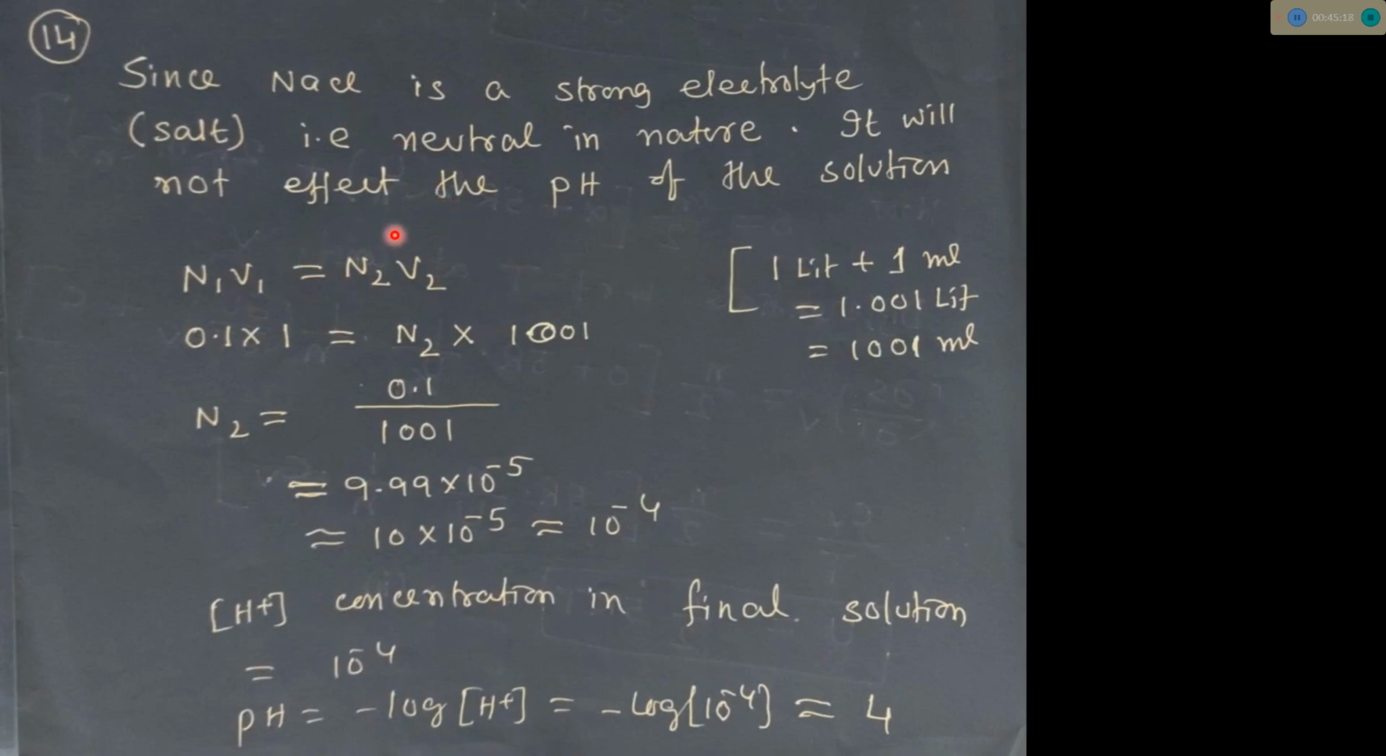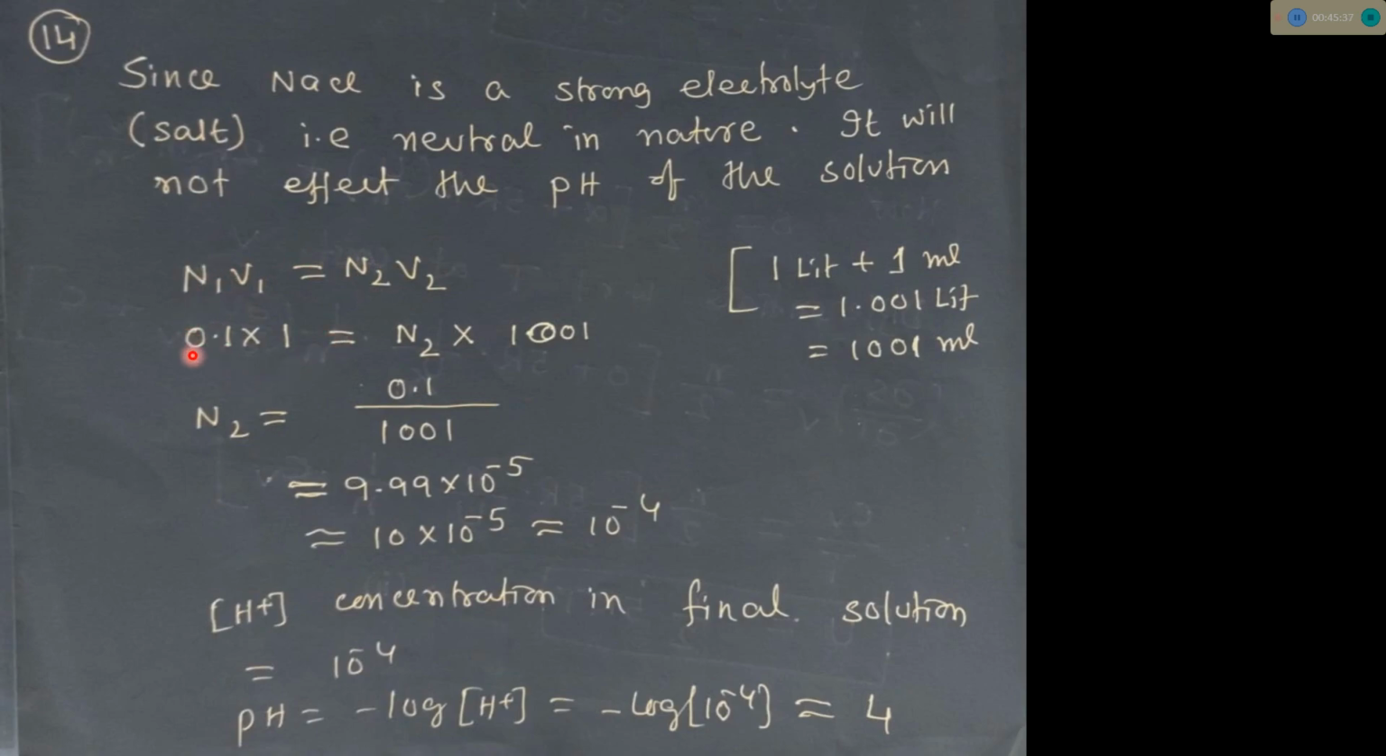So it will not affect the pH of the solution. Since this salt is neutral, it will not affect the pH of the resulting solution. So we can find the concentration of H plus in the resulting solution, from N1 V1 equals N2 V2.